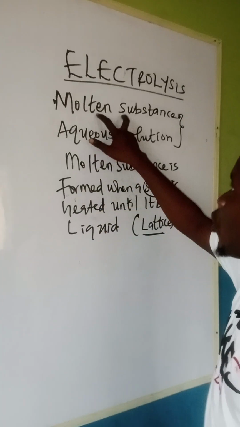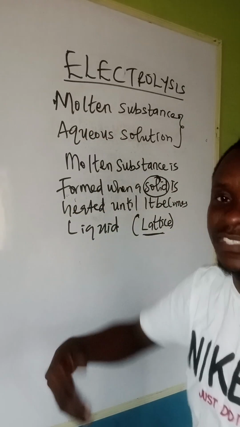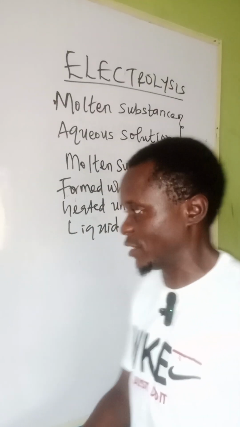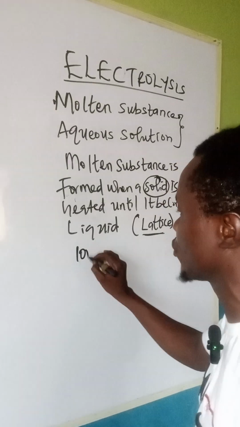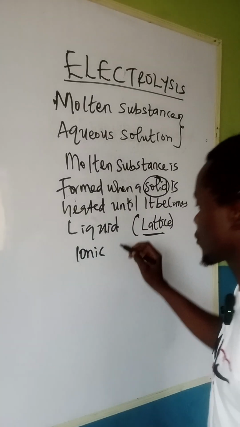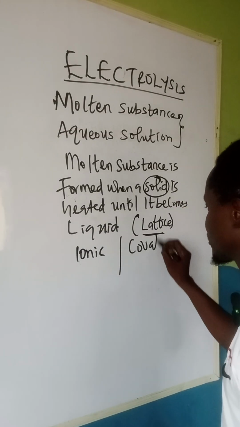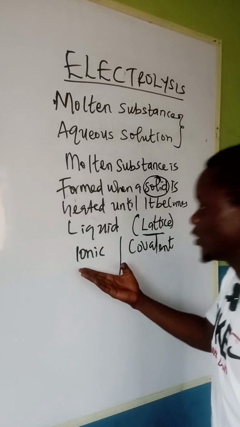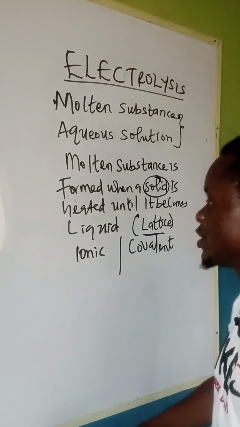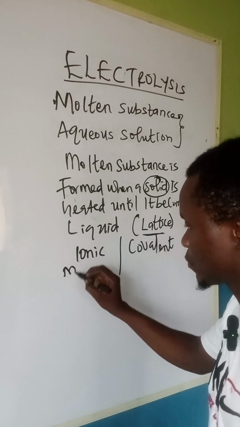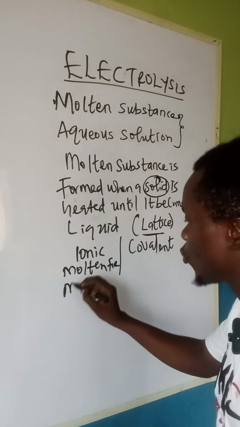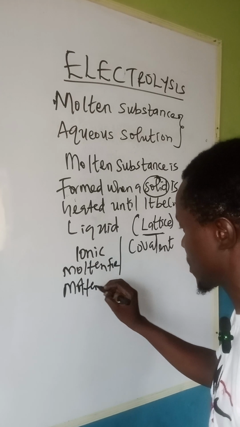But it is not all molten substance that can conduct electricity. We have two types of molten substance. The first one is the ionic molten substance, and we have the covalent molten substance. Now, an example of ionic molten substance will be our molten sodium chloride.